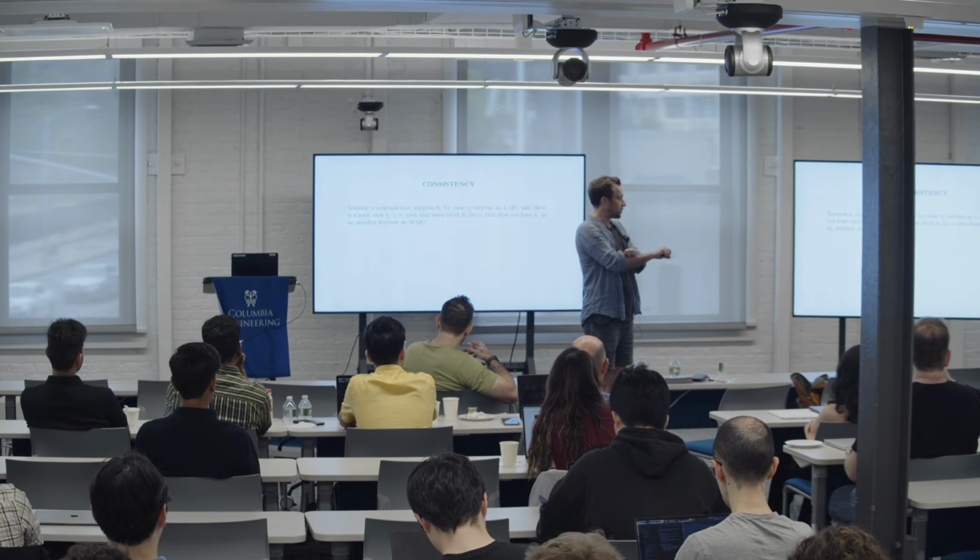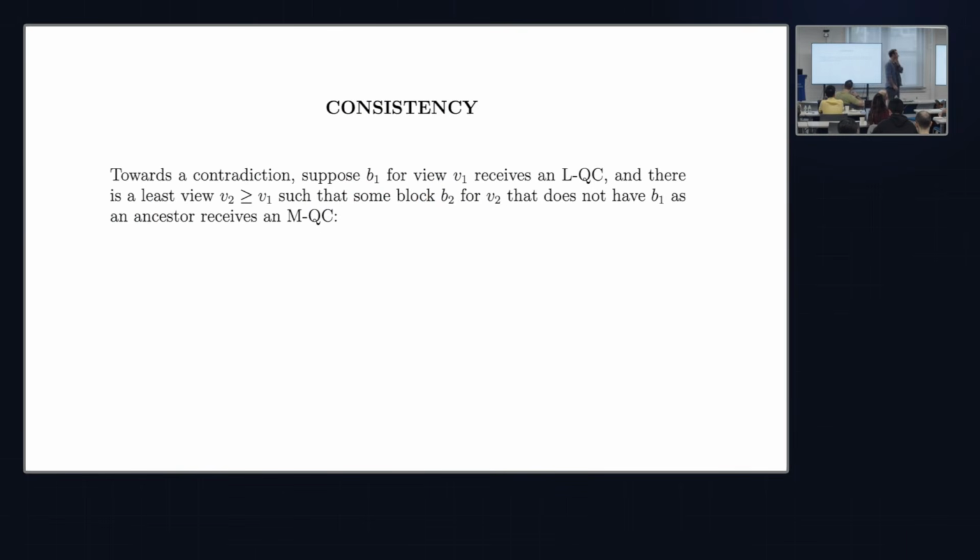Okay, so towards a contradiction, suppose some block B1 for view V1 receives the LQC. So it's finalized in that view. And then there's a least view V2 greater than V1, such that some block B2 for V2 that does not have B1 as an ancestor receives an MQC. Okay, we're going to have a consistency violation. This will have to occur.